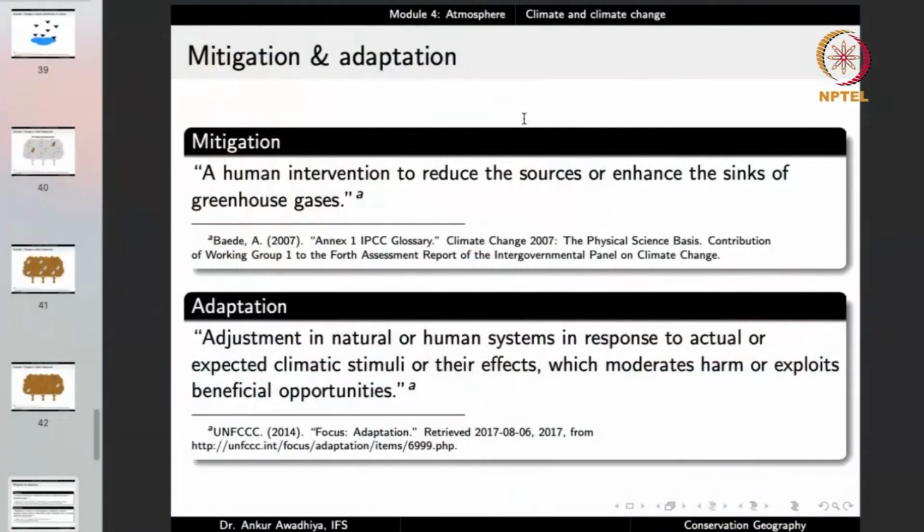So in that way, we'll be spewing out less amount of carbon dioxide into the atmosphere, and we will be taking out more carbon dioxide from the atmosphere. And ultimately, the concentration of carbon dioxide will go down, and so the global warming will be reversed. When we take steps in this direction to reduce the sources of carbon and to increase the sinks of carbon, then we say that we are working at mitigation of climate change. So mitigation is a human intervention to reduce the sources or enhance the sinks of greenhouse gases. Greenhouse gases include not just carbon dioxide, but also gases such as methane.